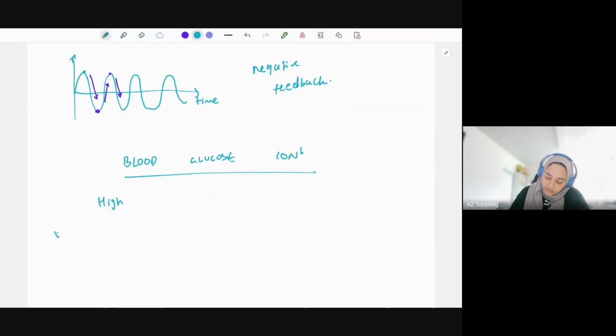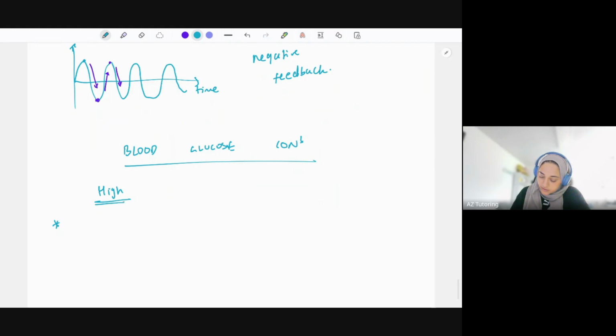So what happens is, make sure you remember these steps. And when you're talking about glucose concentration, please make sure you say blood, otherwise you will lose the marks as well. So if your blood glucose concentration is too high, your pancreas is going to release insulin. So remember, insulin's the hormone that's just getting released.